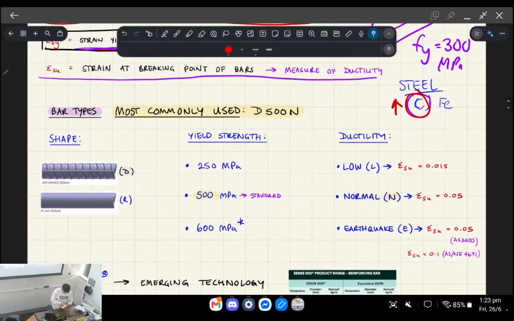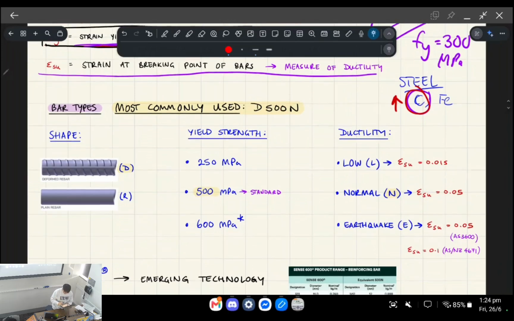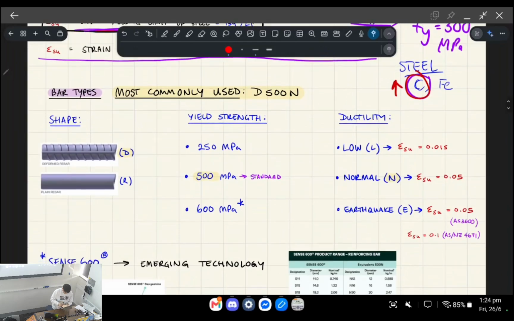Oh, sorry, another note that I've got here is that the most commonly used type of steel product is D500N. D refers to deformed, the shape. 500 refers to the yield strength. So as I mentioned before, 500 MPa reinforcement is pretty standard. And then N refers to the ductility. Okay, so normal class ductility, it gives you 5% elongation as a guaranteed amount of ductility.